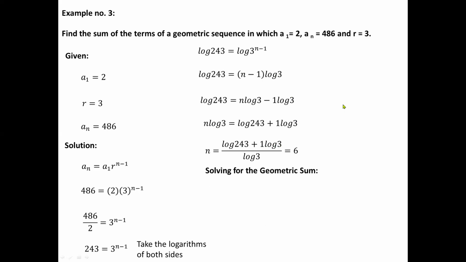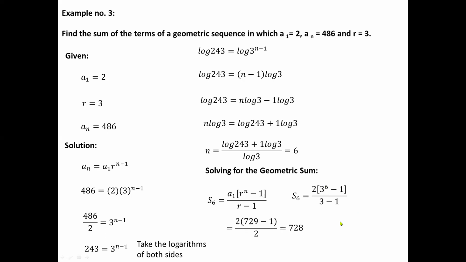Dahil alam na natin kung ilang term meron tayo sa ating given geometric sequence, maaari na natin ngayong kalkulahin ang ating geometric sum. By using the formula, S sub 6 equals a sub 1 times r to the n minus 1 over r minus 1. In this situation, wala nang mahirap. Direct substitution, given ang a1, given ang r, and then given na ang n. So madali na lang i-calculate ang sum of progression natin up to the 6th term. So we have 2 times 3 to the 6 minus 1 all over 3 minus 1.